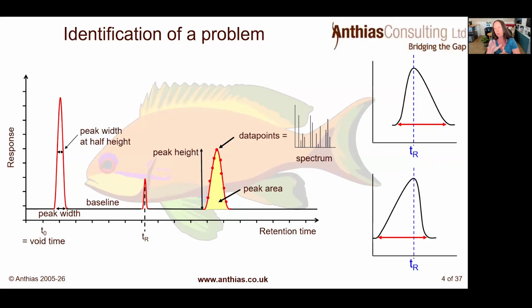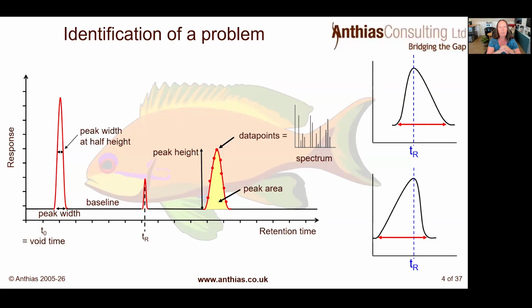So you can see at the top right-hand side of the screen here, we've got a tailing peak. So that's why the right-hand side is wider than the left-hand side. That means that you have more molecules traveling slower than average through your system. And that either means activity or a dead volume. We're going to be looking at that with one of the questions in more detail later.